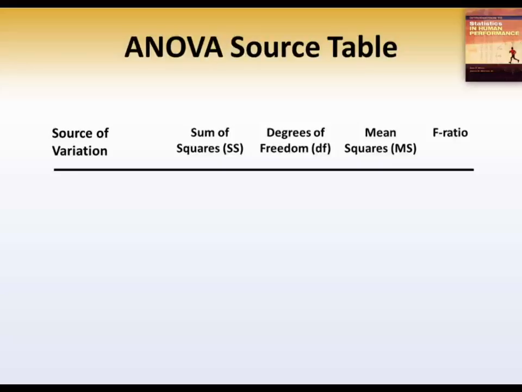When we get to the end of an analysis of variance, we are going to have an ANOVA source table. It starts with the source of the variation on the left, sums of squares, followed by degrees of freedom, followed by mean squares, and finally something called the F ratio. The sources of variation are those between groups, that within groups, and the total variation in the sample.